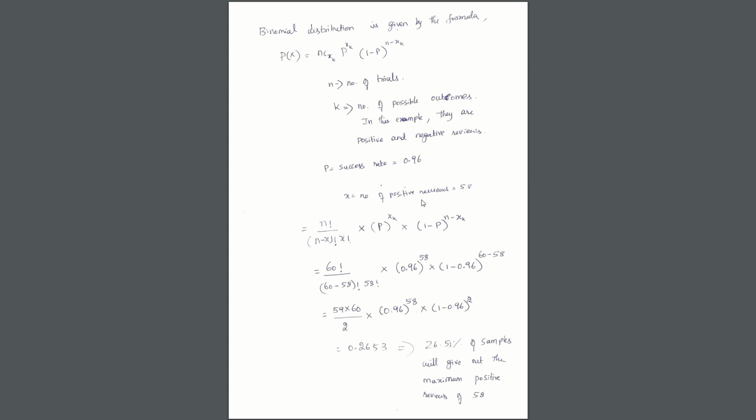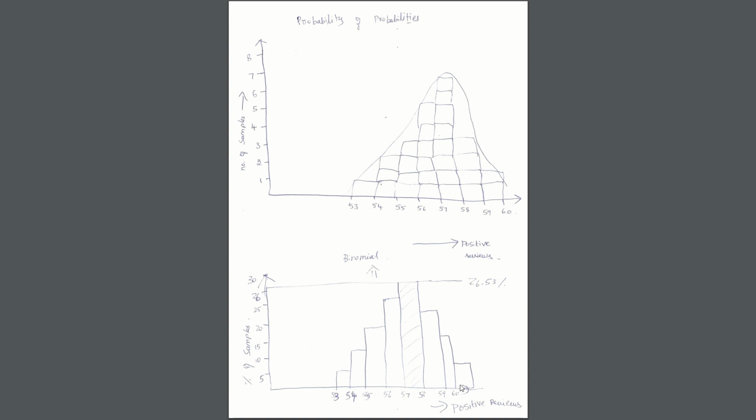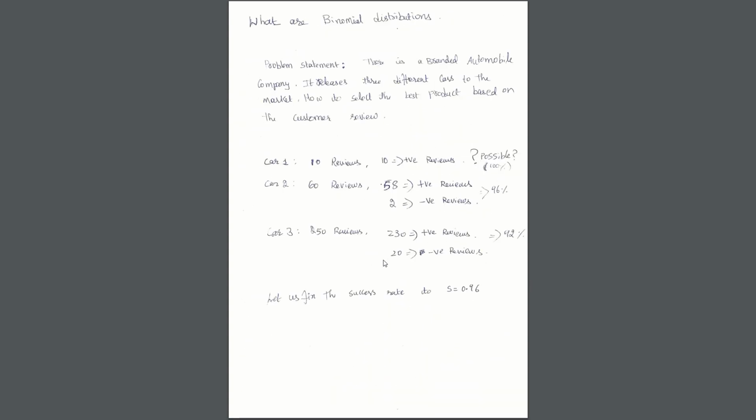Let's now calculate the percentage. Using n factorial divided by (n minus x) factorial times x factorial, and substituting these values, we arrive at 26.53 percent of samples that will give the maximum positive rating of 58. Of course it's the best one, and this many samples are needed to determine it. This distribution of data that you see is nothing but the binomial distribution. It helps to determine the best product from the available customer reviews. Thank you for listening.